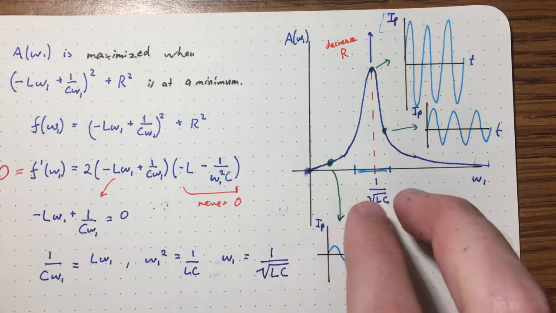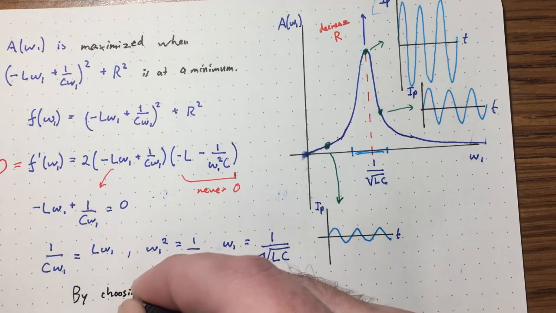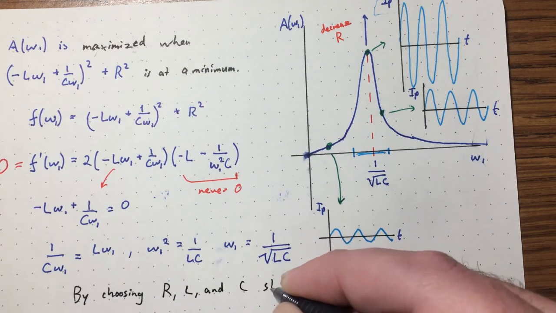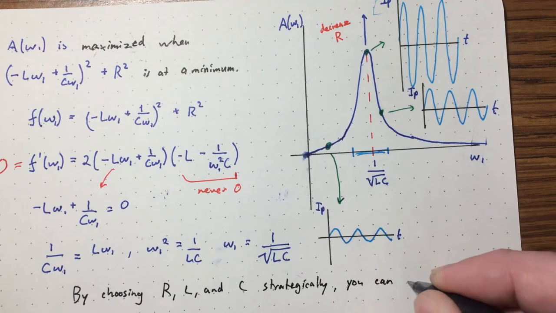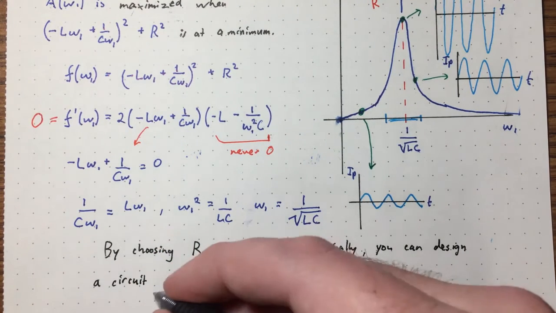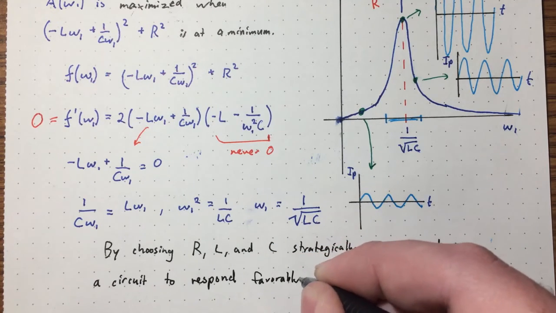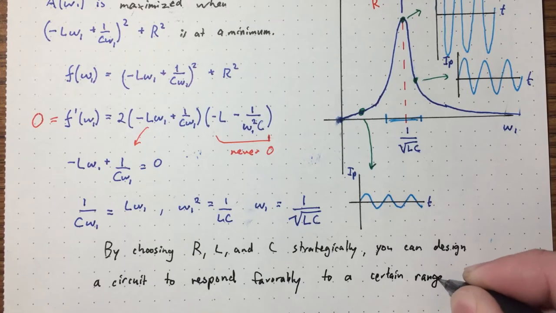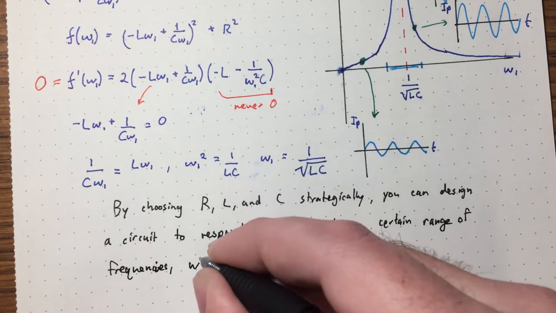So let's write this out. By choosing the parameters of the circuit, so R, L, and C, strategically, what you can do is design a circuit to respond favorably to a certain range of frequencies, while ignoring others.